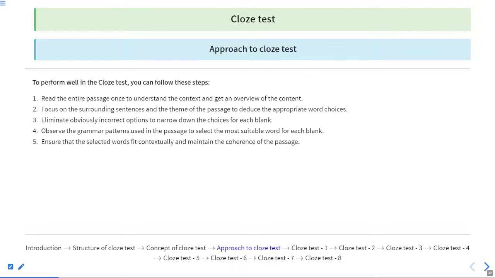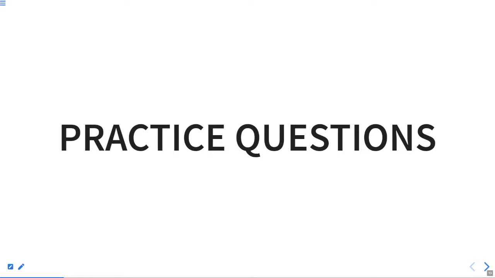Fourth is to observe the grammar patterns used in the passage and select the most suitable word for each blank. Fifth is to ensure that the selected words fit contextually and maintain the coherence of the passage. So let us look at some practice questions and understand this concept. We will apply these principles and see how you can solve these questions better.